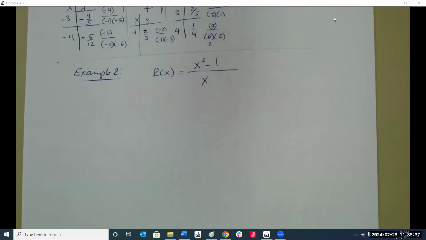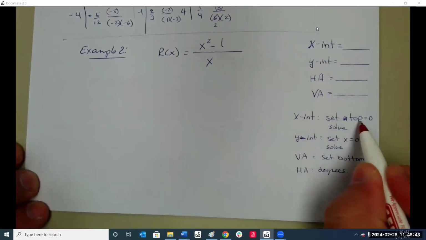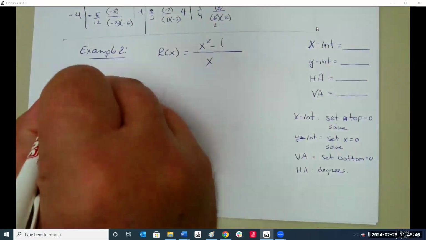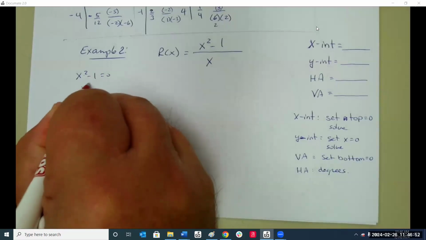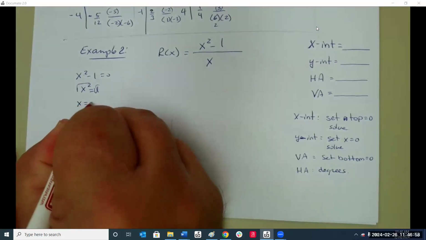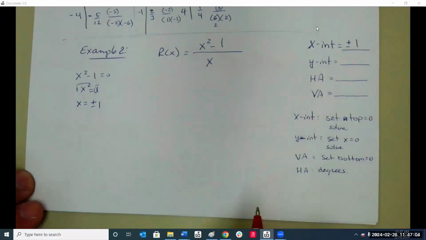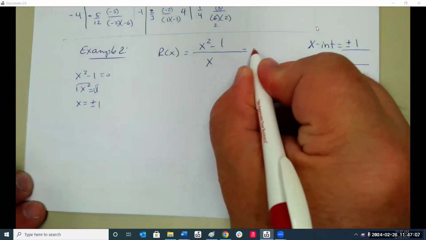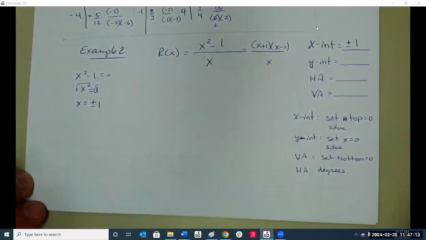Graph that function. All right, so to find the x-intercepts, we set the top equal to 0. So x squared minus 1 equals 0. X squared equals 1, which equals plus or minus 1. Because also we could factor that out. We get x plus 1, x minus 1 over x.